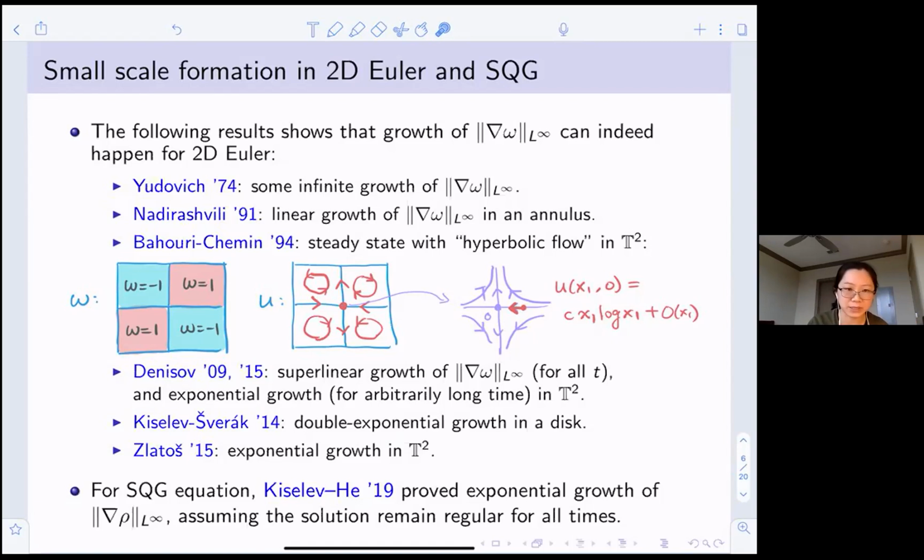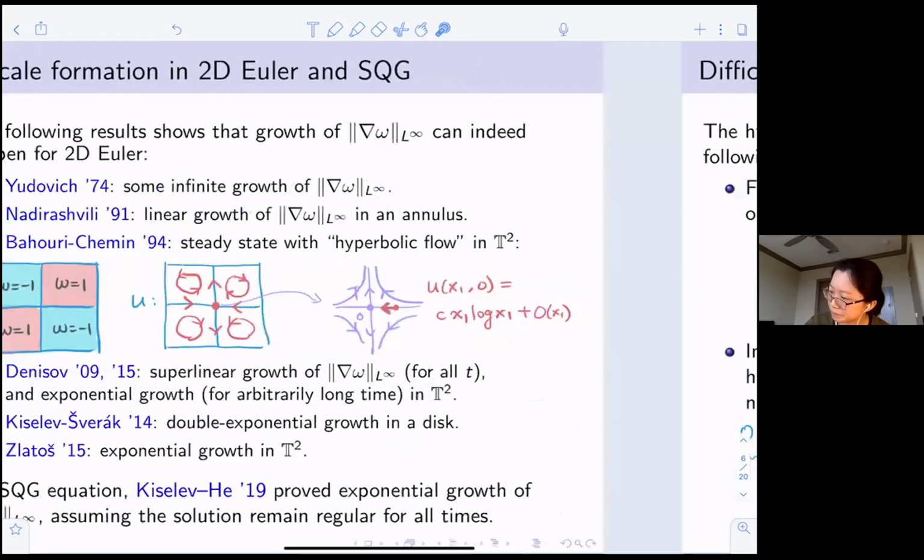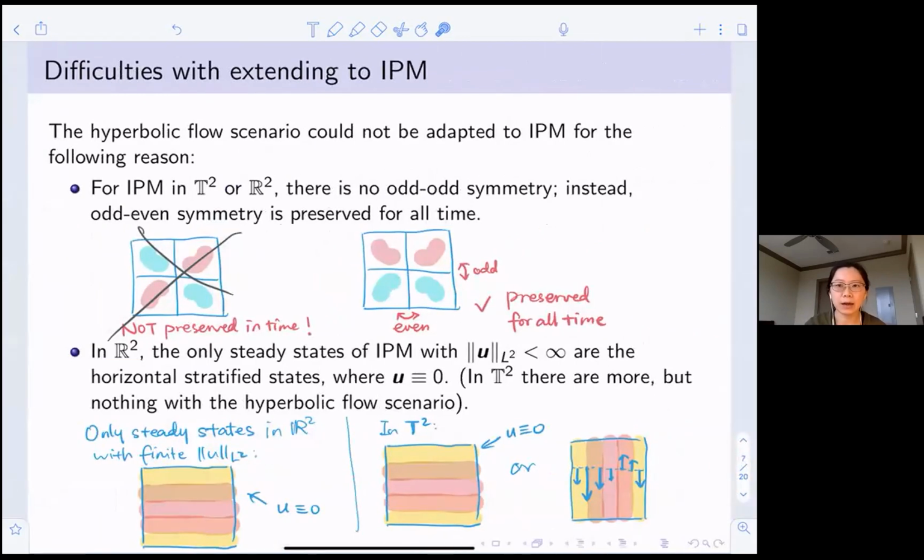So one has to battle with that. This was done more recently by Kiselev and Sming He, who proved that in the torus, smooth initial data can lead to exponential growth of the gradient, assuming that the solution remains regular for all time, because this is also not known for the SQG equation.